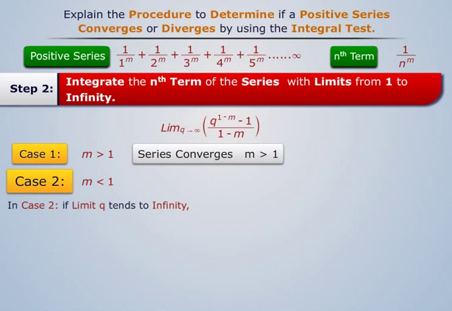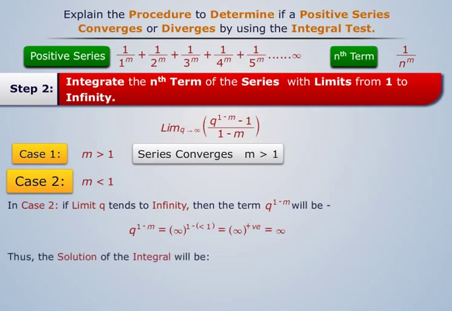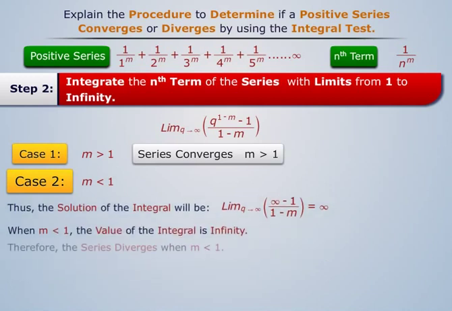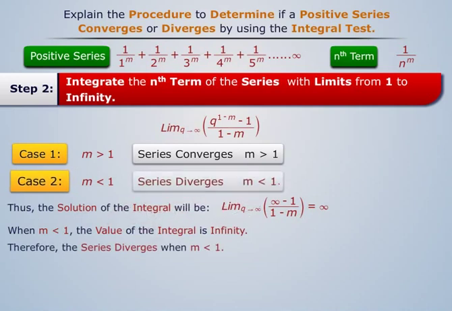Now, in the second case, if limit q tends to infinity, then the term will be. Thus, the solution of the integral will be. We see that when the value of m is less than 1, the value of the integral is infinity. Therefore, the series diverges when m is less than 1.